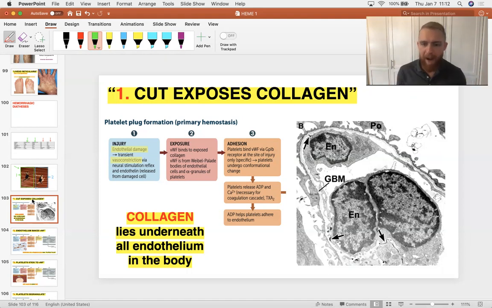Vasoconstriction is going to be right there at the start of things. Why? Because when you're injured, you've got a hole in the wall of a blood vessel, you want to clot it over and you want to seal that hole. So platelets are what do that.